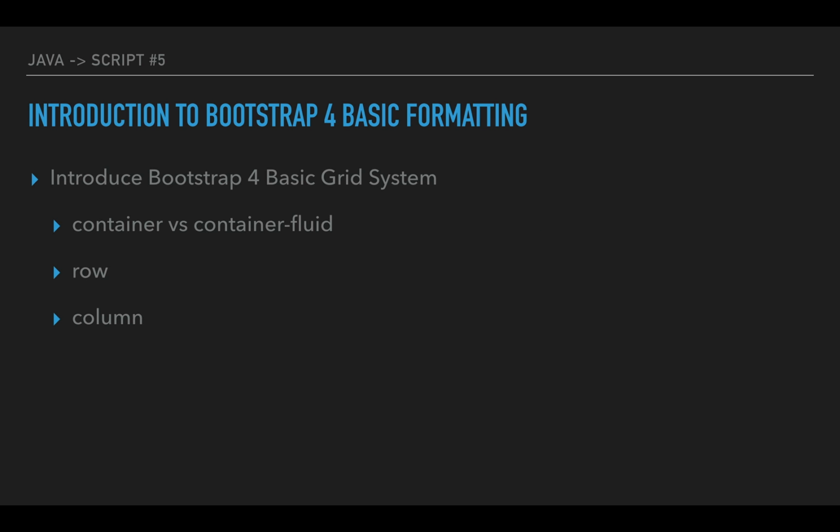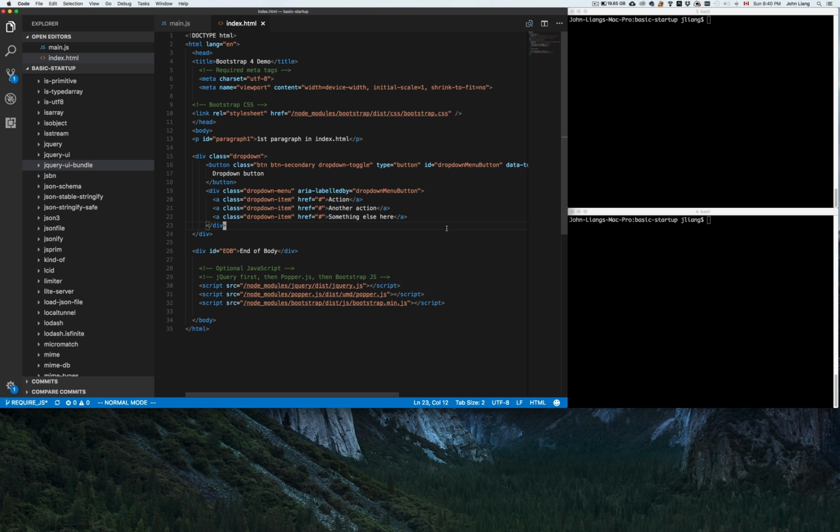After that, we are going to introduce Bootstrap for basic formatting. We are going to talk about container versus fluid. This is the top level Bootstrap component for displaying HTML in a kind of grid system that is provided by Bootstrap 4. Then we're going to discuss how we set up a row within the Bootstrap 4 grid system, as well as the column.